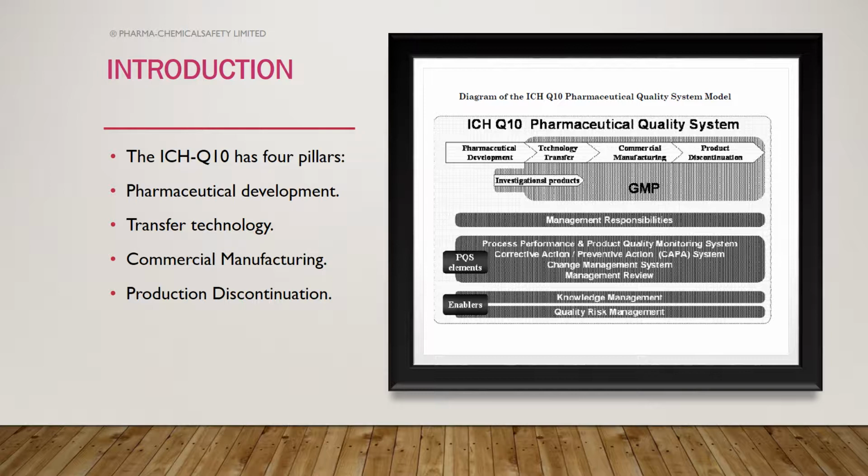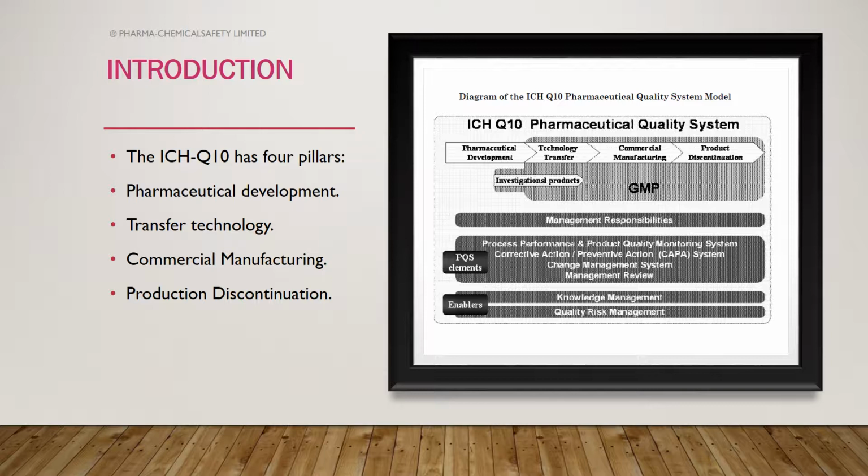Technology transfer. The goal of this pillar is to transfer product and process knowledge between development and manufacturing. So why not have everything there? You're going to know your process and everything involved in it, safety, environmental, quality, and you're going to have it all in the same document. So that's another example.